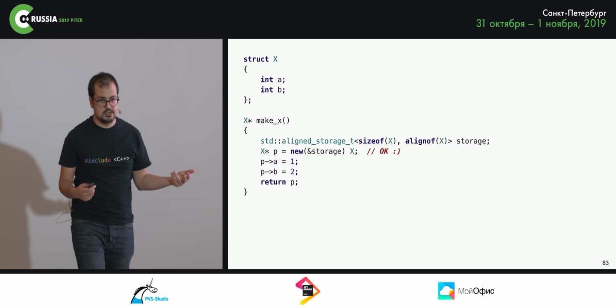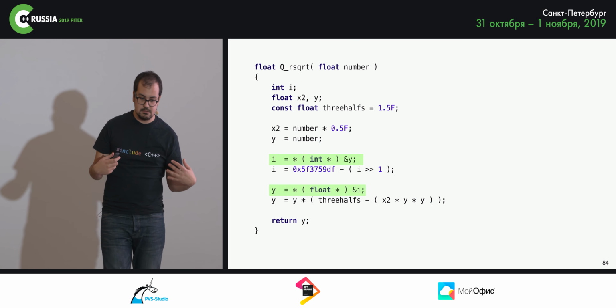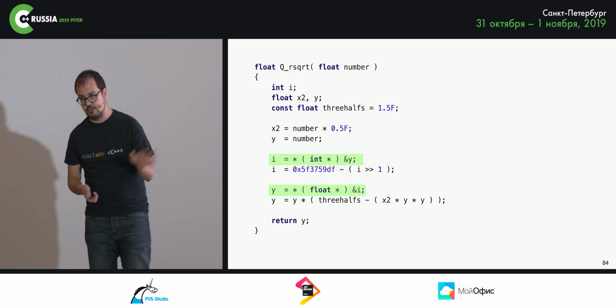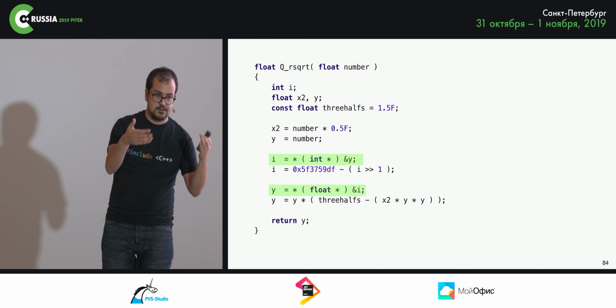That's not typically what you want to do, like put objects somewhere. You just want to look at the bytes and do something with them. So let's go back to this case here, to the Quake code, where we have a float and we want to look at it as if it were an int.